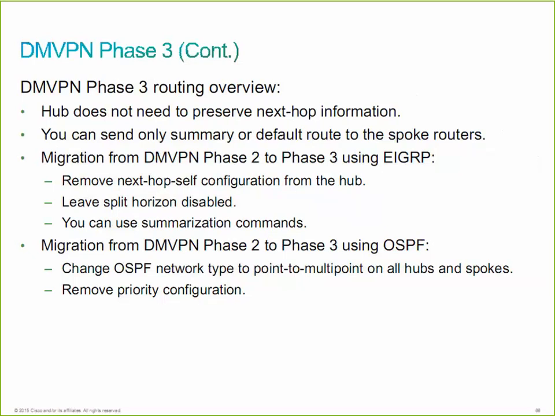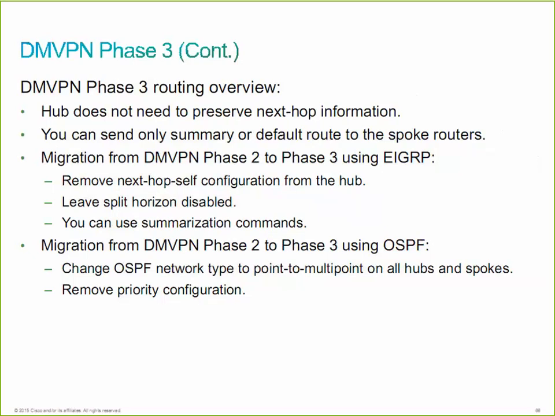Split horizon still has to stay disabled because we're still sending traffic through the hub, but then we can use the IP EIGRP summary commands to reduce the number of routes that show up on the DMVPN spokes. We're not talking about routes to the public IP addresses of the spoke routers. We're talking about the routes behind the spoke routers, the subnets that I'm trying to route to, okay?